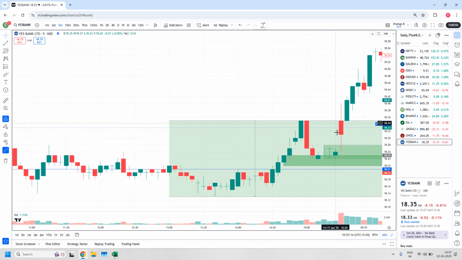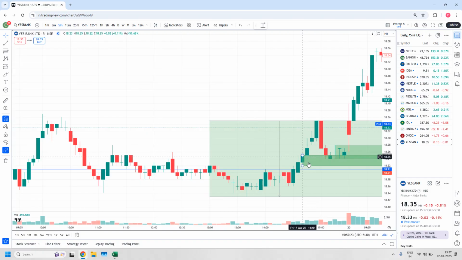In case you are taking a trade here, this should be your stop loss. See the risk is very big. You can't handle it. So that is the reason why this is the exact place.